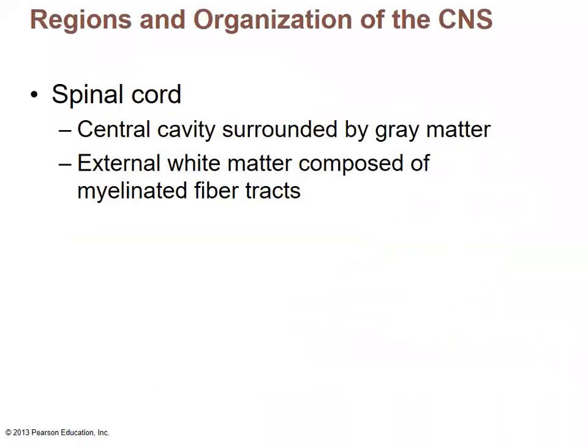All right, in regions of organization of the CNS, for A, please write the spinal cord. The spinal cord is the central cavity surrounded by gray matter. The external portion is going to be composed of white matter, and it's myelinated fiber tracts that are located there.